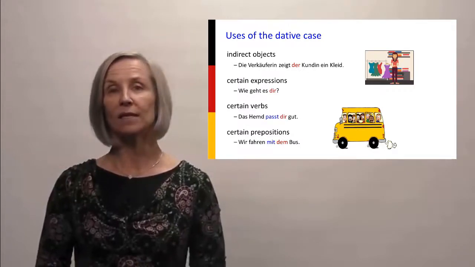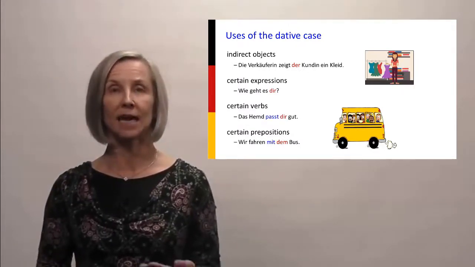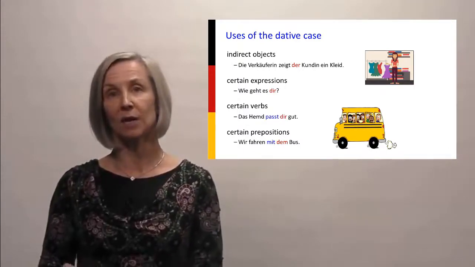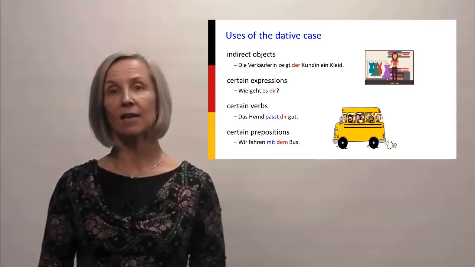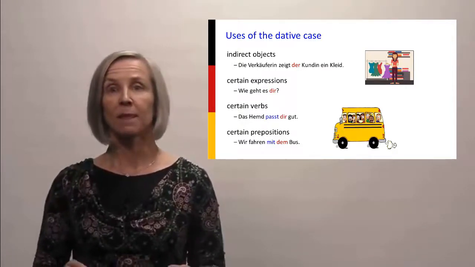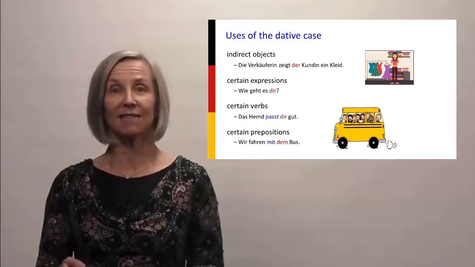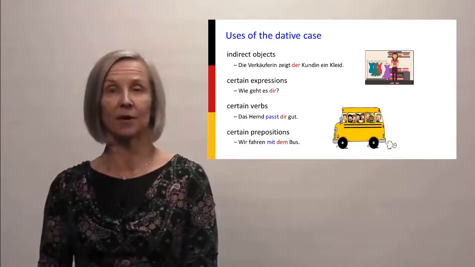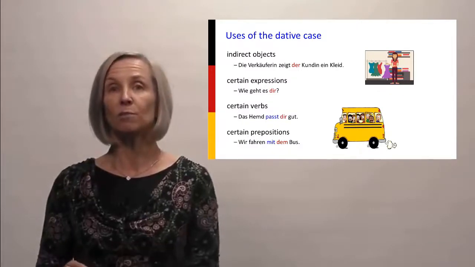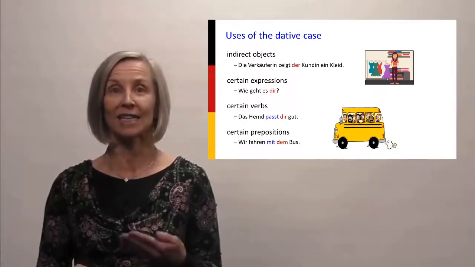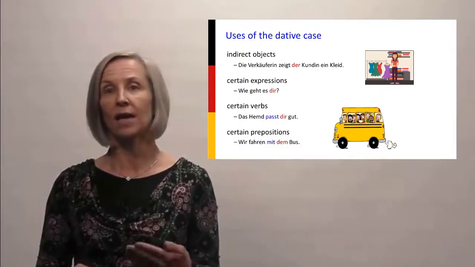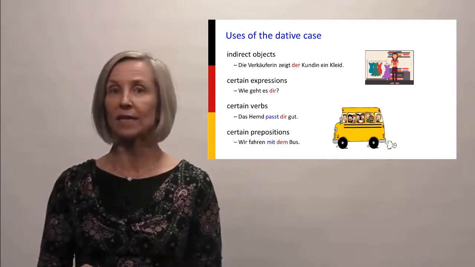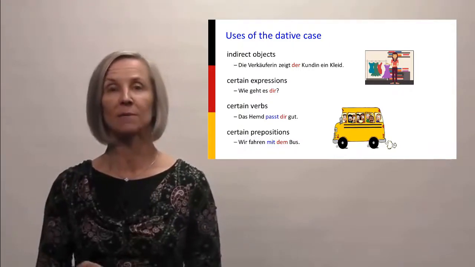So if we look at this example here, die Verkäuferin zeigt der Kundin ein Kleid, the saleswoman shows the customer a dress, we can see that the verb is to show, zeigen, and what is directly receiving the action of that verb, the thing that is being shown, is a dress, and then the person to whom this dress is being shown is the customer. And that is why the customer is the indirect object. I'll talk that through in more detail in a few moments.